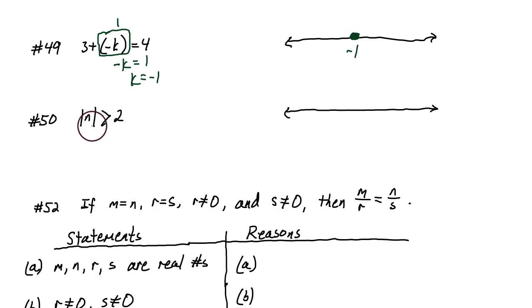Number 50. The absolute value of n is greater than 2. An absolute value with a greater than symbol can be rewritten as a compound inequality. Here's how you do it. The expression in the bars could be less than the negative of the 2, or the expression in the bars could be greater than the 2. To graph that, locate -2 and 2, open dots on both, shade everything less than -2, and shade everything greater than +2.